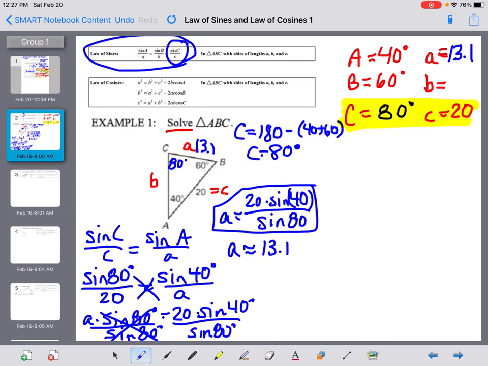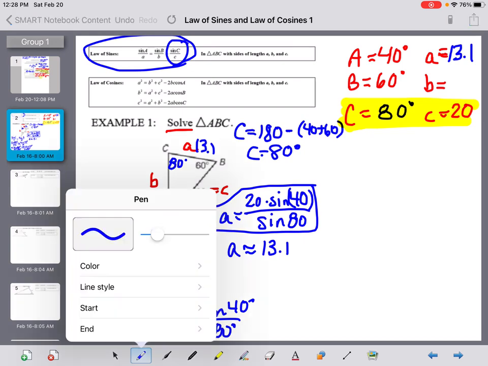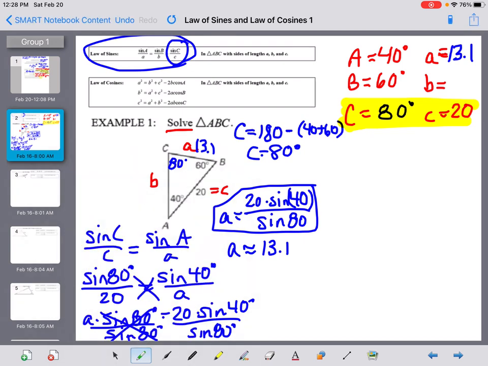Now, I have 2 sides of my triangle. Can I use Pythagorean theorem now? No. I don't have a right triangle. I cannot use Pythagorean theorem. It can only be used on a right triangle. So I'm right back to my law of sines again because this is a way to find sides of triangles that are not a right triangle.